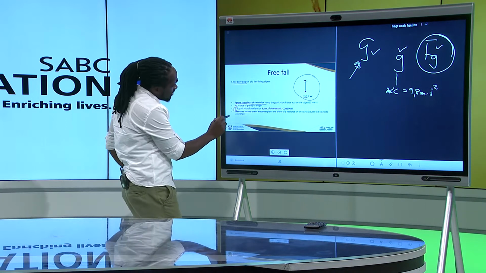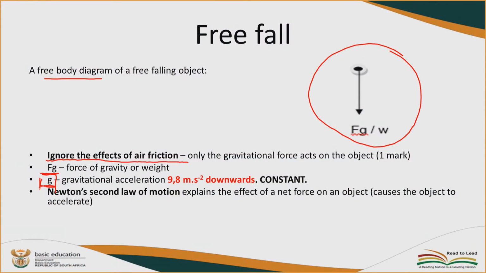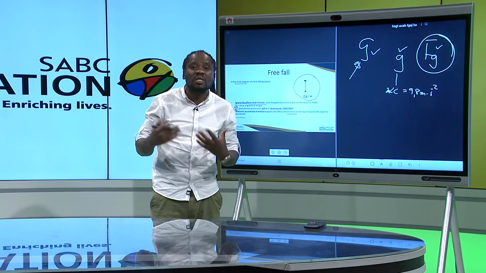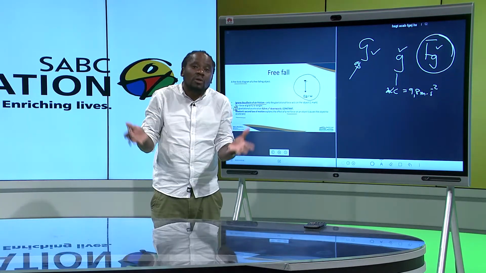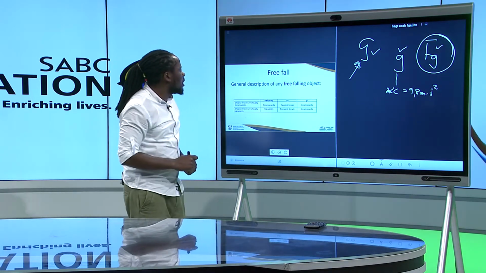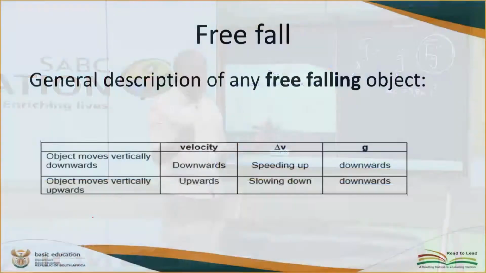And then let's look at Newton's law, how it fits into the bigger scheme of things. Newton's second law of motion explains the effect of a net force, okay? So this net force, as a consequence of it acting on an object, will cause the object to accelerate, right? So acceleration is a result of the net force acting on an object. So this is what we already know. Let's delve deeper into the detail and see how it has to do with falling objects, right?